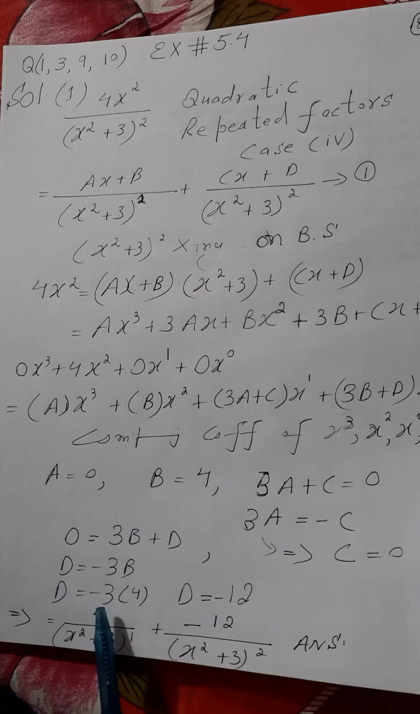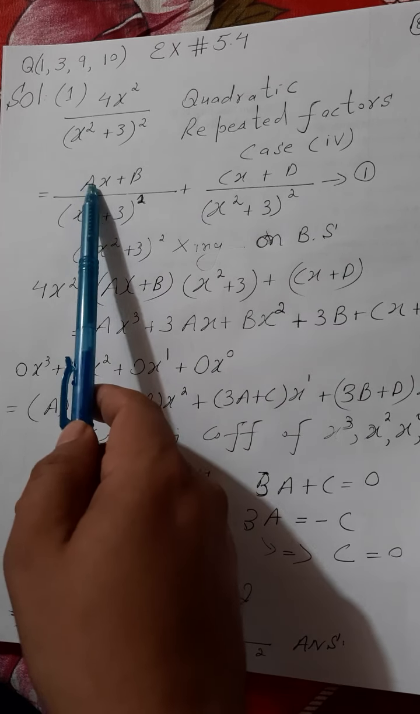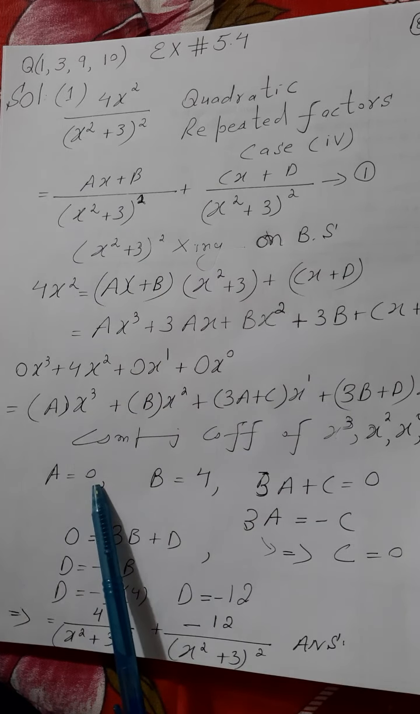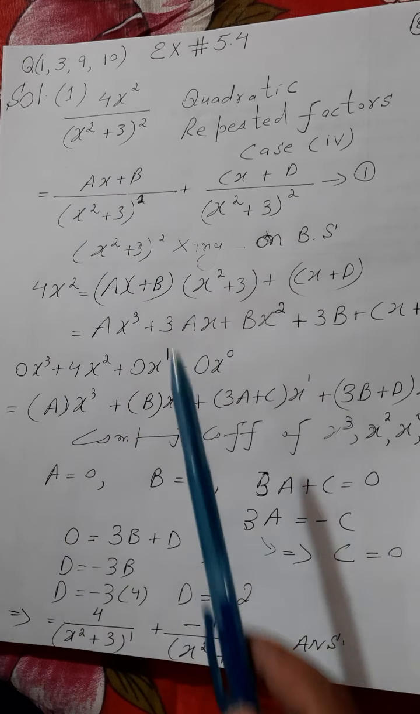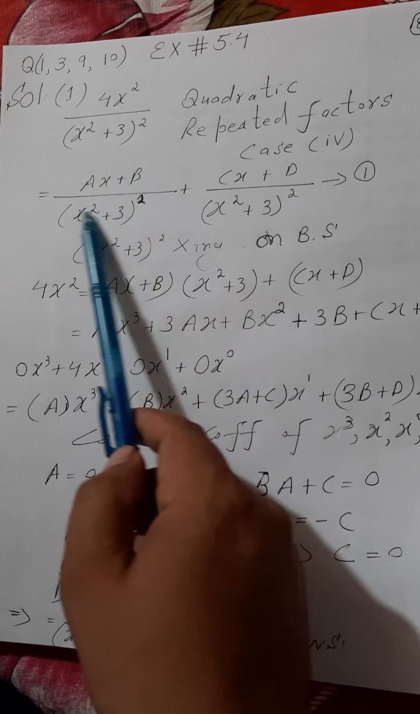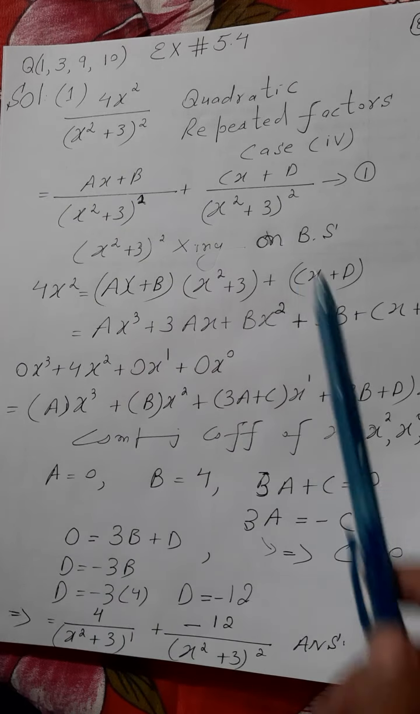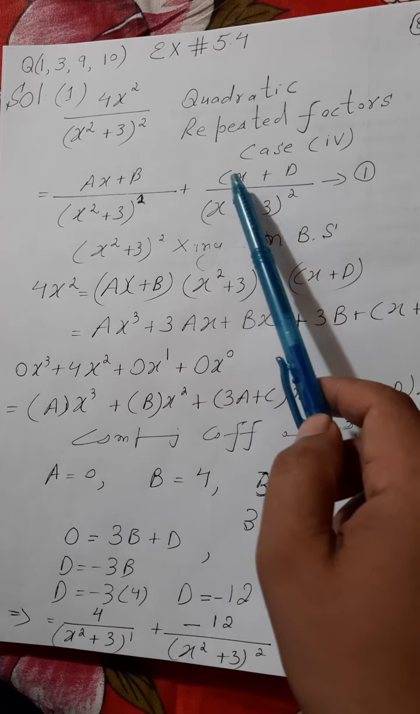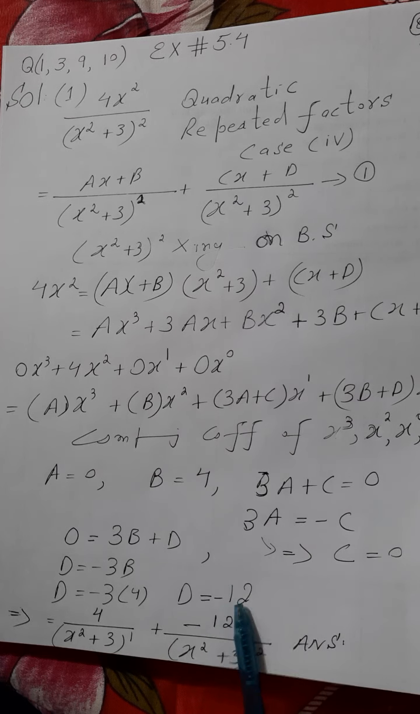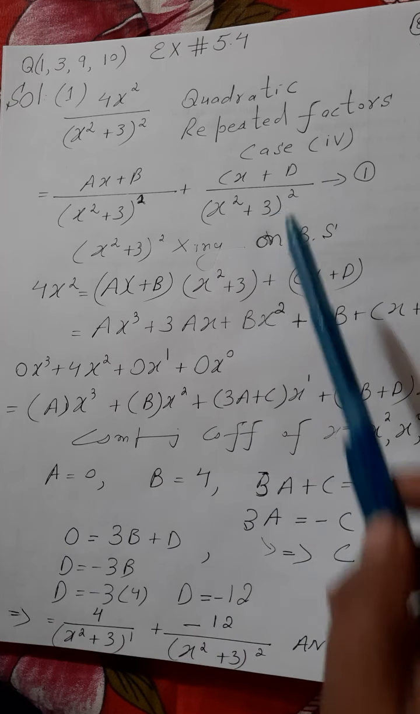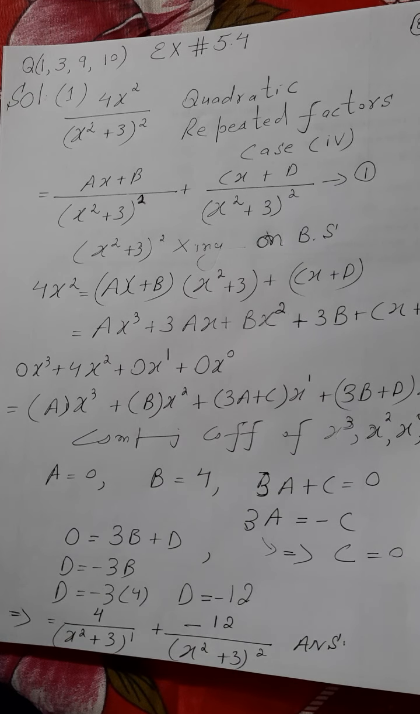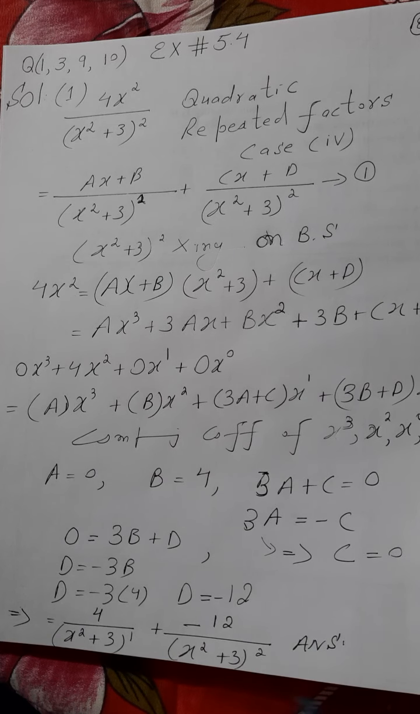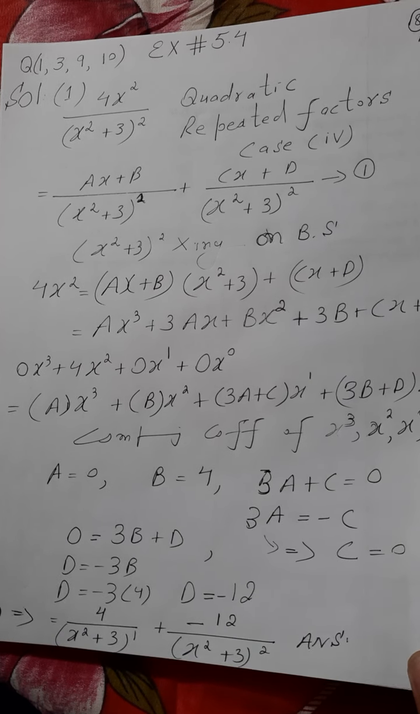Equation 1 implies that a value in this case is 0, so 0x, b is 4, so only 4 divided by this factor. Similarly c is 0, and 0x means 0. d in this case is minus 12, so only minus 12 divided by (x square plus 3) whole raised to power 2. It is all about question number 1.